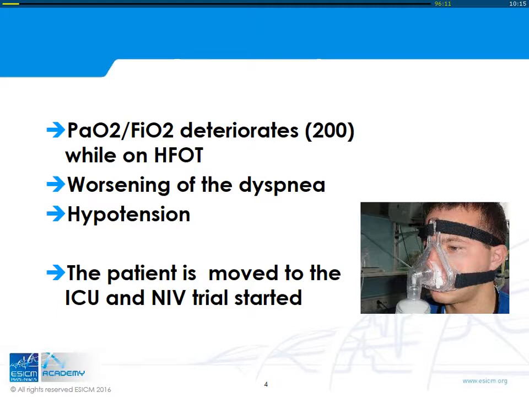PCO2 is normal, even lower. I would say he is tachypneic. If I remember well, it was something like 30 or 29 millimeters of mercury. Low. Okay, low PCO2. What does that mean? Why did you ask about PCO2? Who cares?